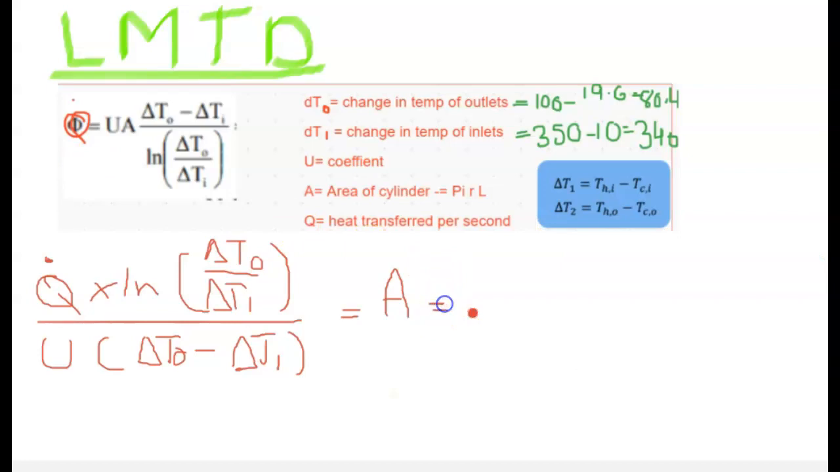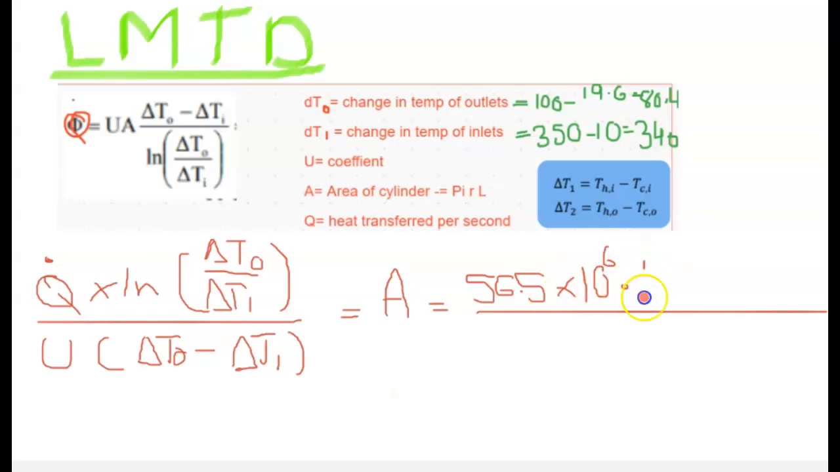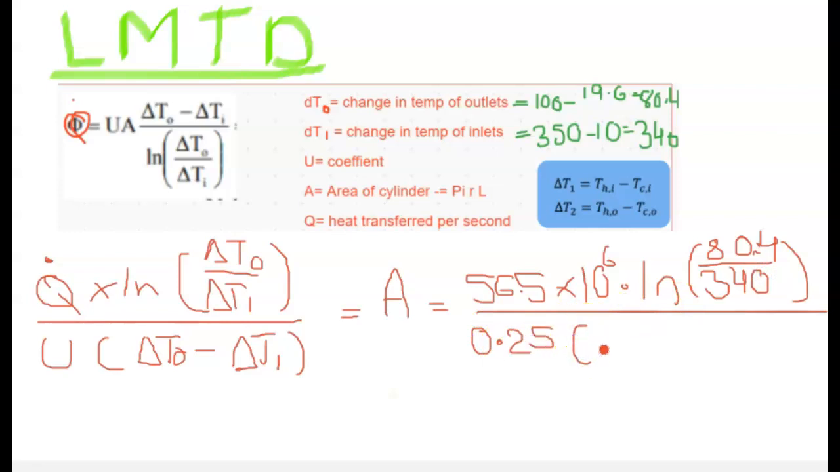Okay, let's put in the values. We have the value for Q, which is 56.5 times 10 to the 6, multiplied by ln of the two values. So T naught is 80.4, and the other is 340. Divide by U. The value for U we got from the start, 0.25, and that one is 80.4 minus that value, which is 340.